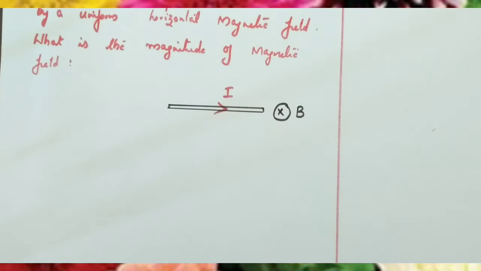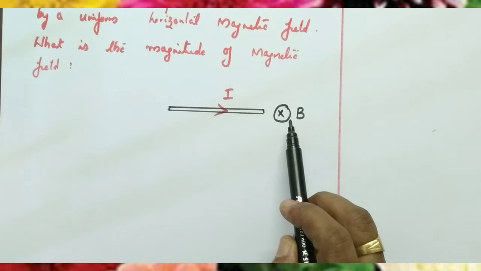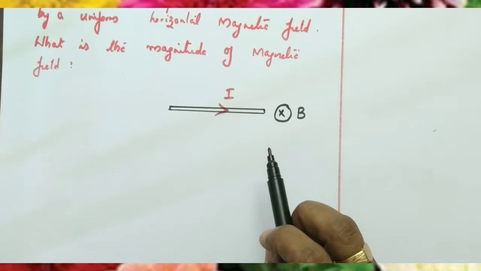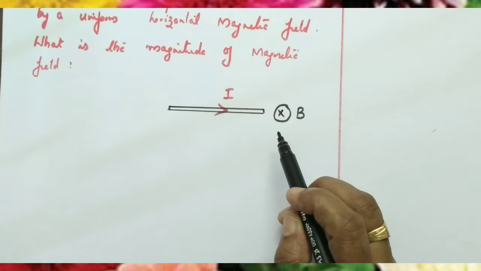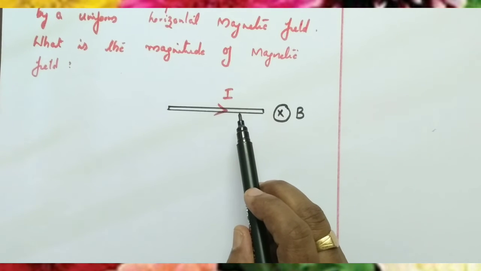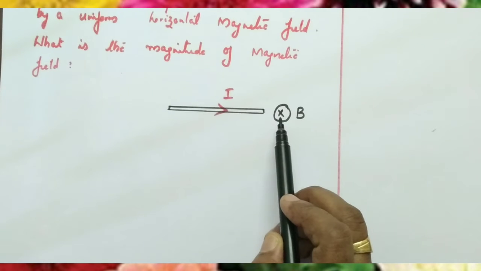Here, this is a conductor of length 1.5 meter. It is placed in a magnetic field. Here, the cross represents the direction of the magnetic field into the plane of the paper or board. So this conductor of length 1.5 meter carrying current 2 ampere is placed in the magnetic field.